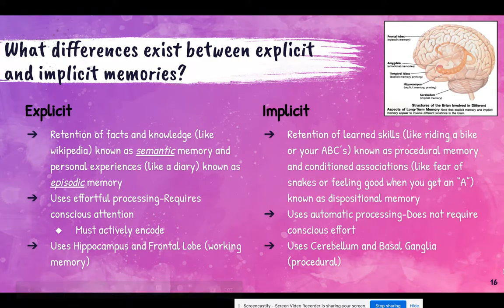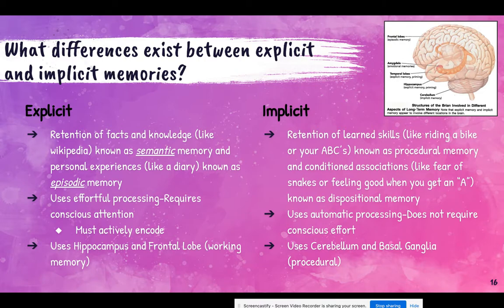So let's look at a side-by-side comparison of the two. What are the differences between explicit and implicit? Again, I mentioned explicit would be retention of facts and knowledge. It would be like Wikipedia or an encyclopedia. So that's known as semantic memory. And then personal experiences, which is like a diary, right? Going on a trip or something like that. And those are known as episodic memories. So you can see two more vocabulary terms that are thrown in here.